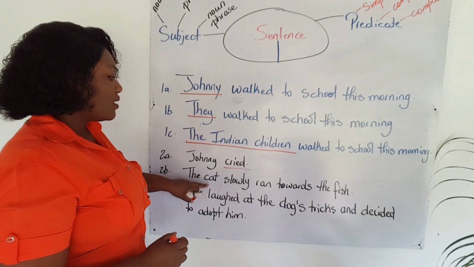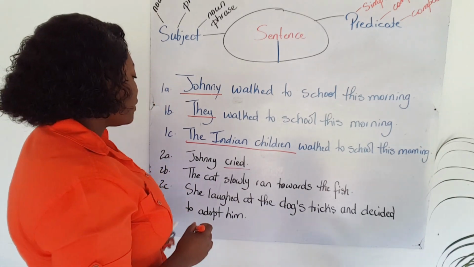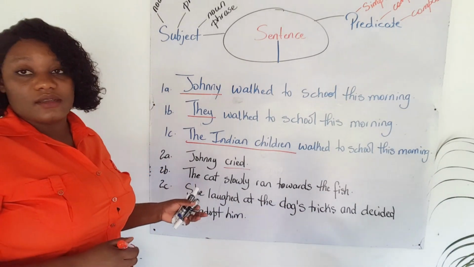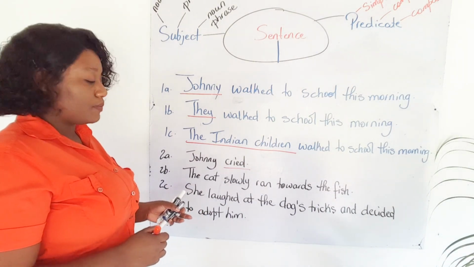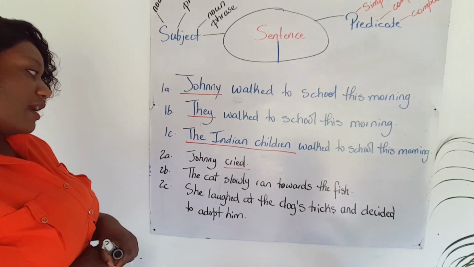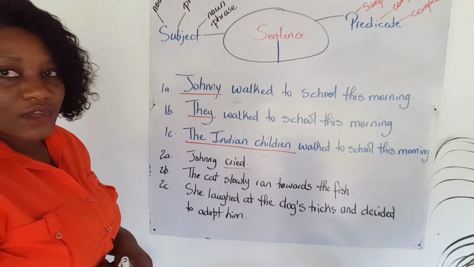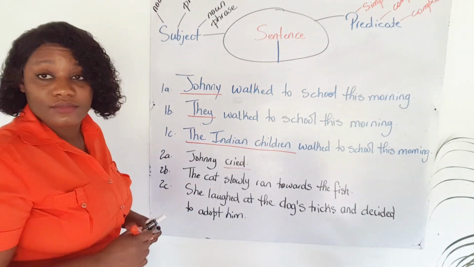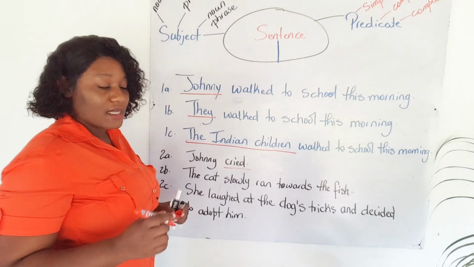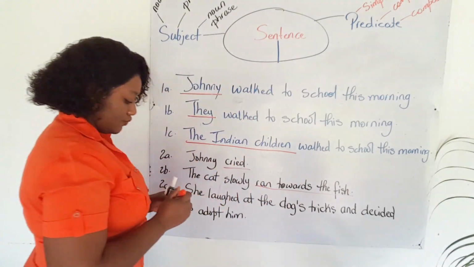Number 2b, the cat slowly ran towards the fish. Now, what part of the sentence here begins with a verb? Let us see. The cat slowly ran towards the fish. What's our verb? Ran. So our complete predicate here is ran towards the fish.